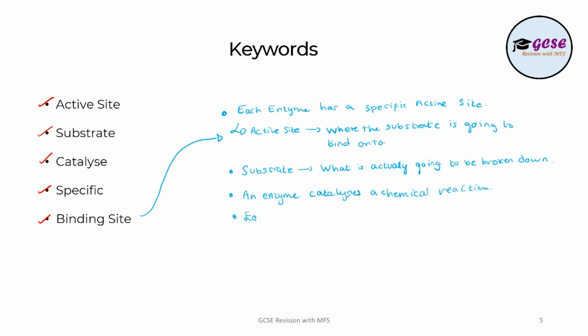So each enzyme is specific to its substrate. Now, what you need to know here is that an enzyme shaped like this will only bind to its matching substrate.